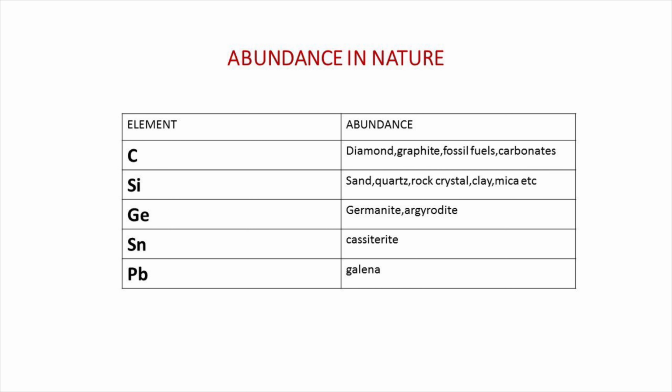Silicon is the second most abundant element on the Earth's crust. Germanium is relatively rare in nature. Tin and lead are also not very abundant. These are the various forms of elements in nature.